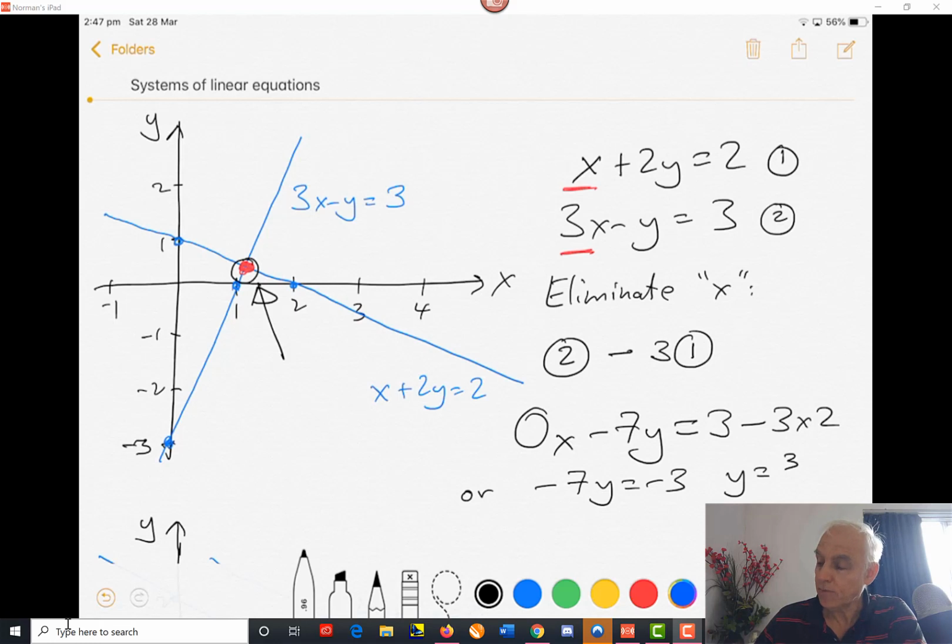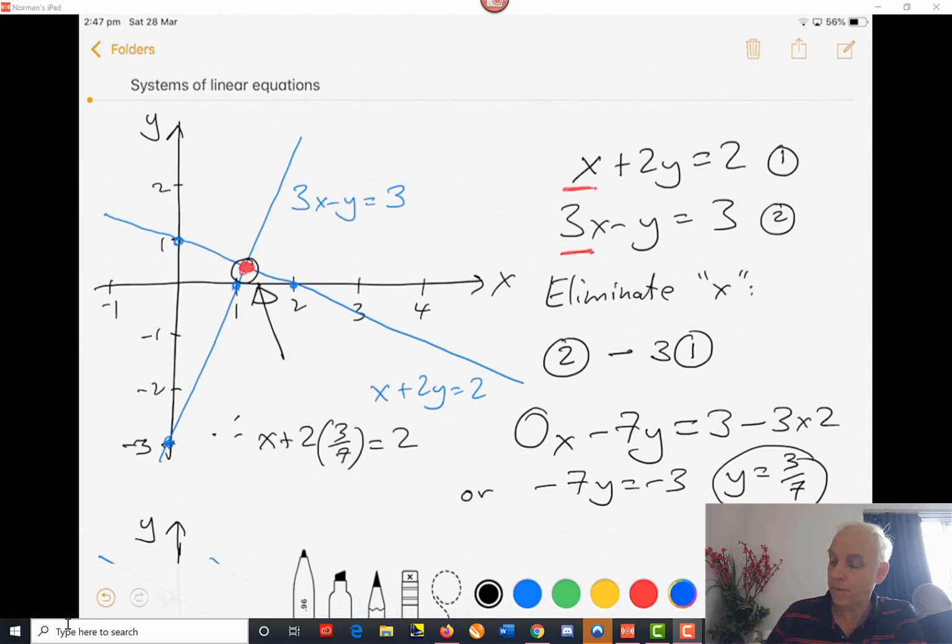And then we can substitute that back in. So therefore, x plus 2 times 3 over 7 equals 2. That's x equals 2 minus 6 sevenths, which is altogether 8 sevenths. So we get that x is equal to 8 sevenths. So this point here, we've now found its coordinates: the x coordinate is 8 over 7, and the y coordinate is 3 over 7.